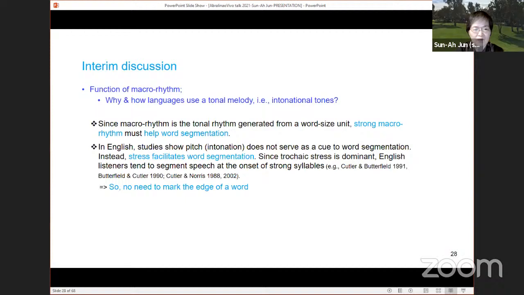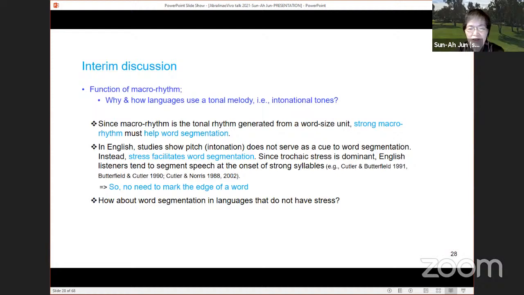In English, earlier studies by Anne Cutler and her colleagues found that intonation does not serve as a cue to word segmentation, but stress facilitates word segmentation. They found that English listeners tend to segment speech at the onset of strong syllables. When the word starts on a strong syllable, they are faster in spotting it. This shows that the head is doing more work and playing a major role in word segmentation, so they don't need to mark the edge of the word.